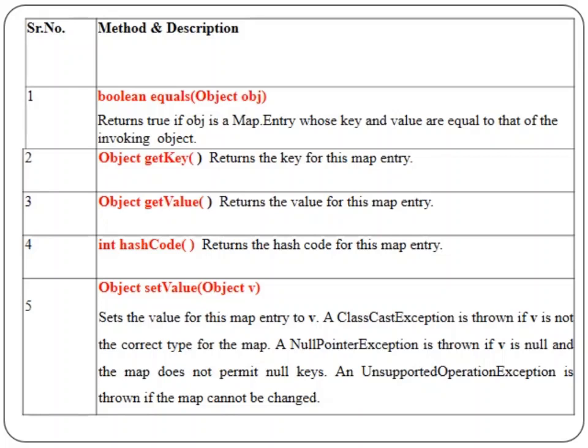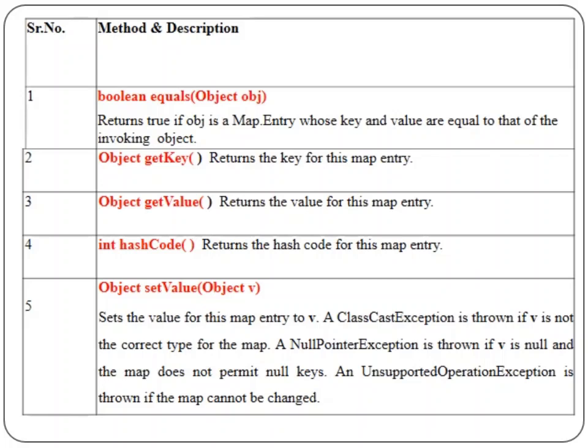Otherwise, the method is going to return a false. Next method is getKey. The getKey is a method which is going to return a key of the Map.Entry interface. The getValue is a method which is going to return a value of the Map interface.